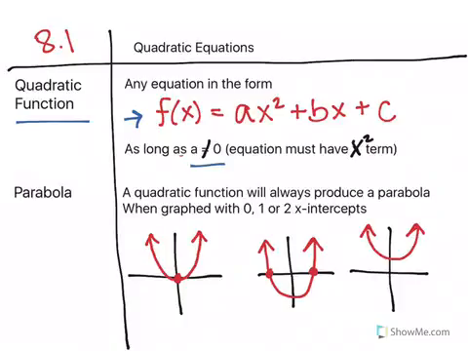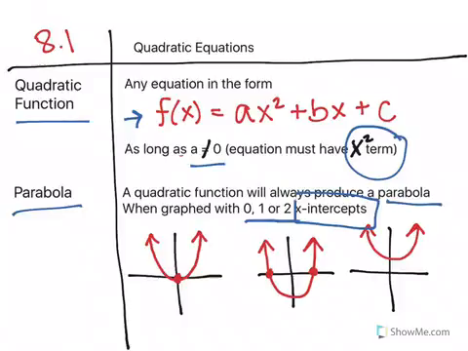So that just means that in order for it to be considered a quadratic function, it must have an x squared term. If it does not have an x squared term, it is no longer a quadratic function. The graph of a quadratic function will always create a parabola. So here you can see a quadratic function will always produce a parabola when graphed with 0, 1, or 2 x-intercepts. X-intercepts are our values of x.